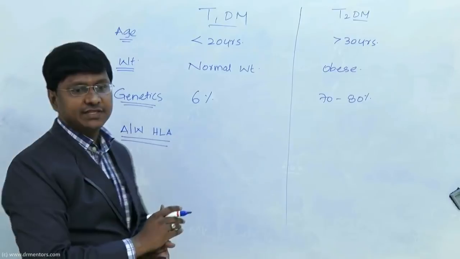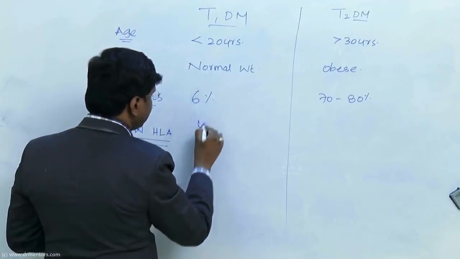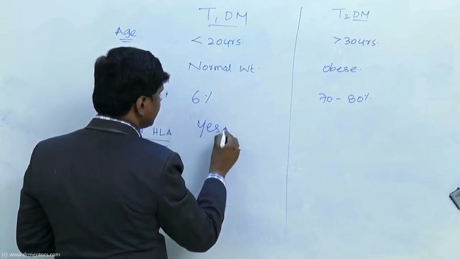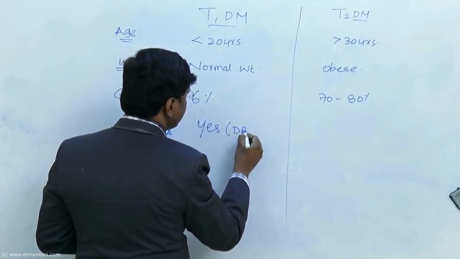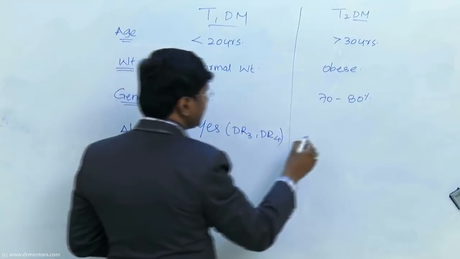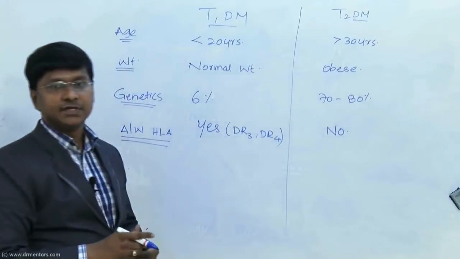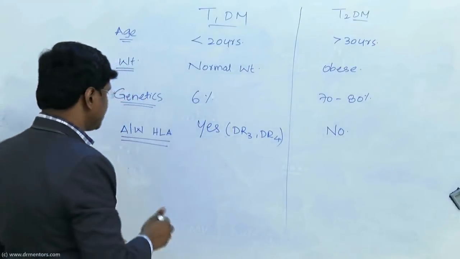Association with HLA. Type 1 diabetes mellitus is associated with HLA, that is DR3 as well as DR4. Whereas type 2 diabetes mellitus has no HLA association.